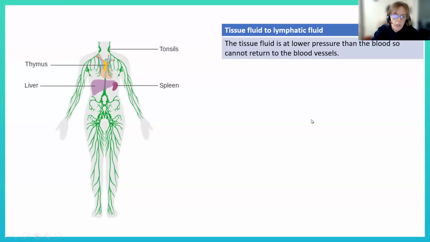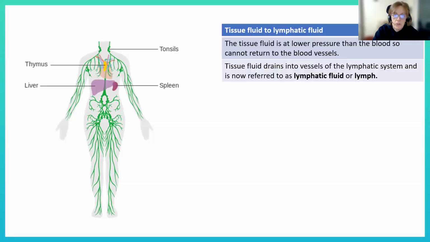So a couple of sessions ago, we were looking at the heart. We had a look at the tissue fluid and the lymphatic fluid. And we said that the tissue fluid, or interstitial fluid is the proper name, is at lower pressure than the blood. So it can't return to the blood vessels very easily. Tissue fluid is therefore having to find its way back to the blood. And it does this by draining into the lymphatic vessels.